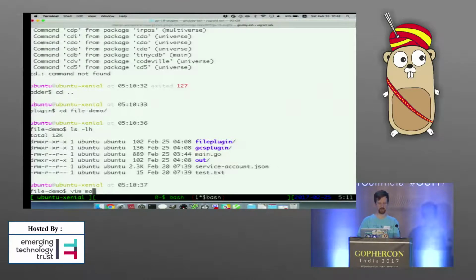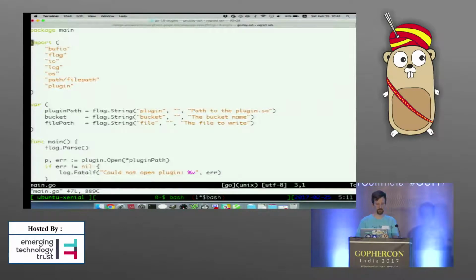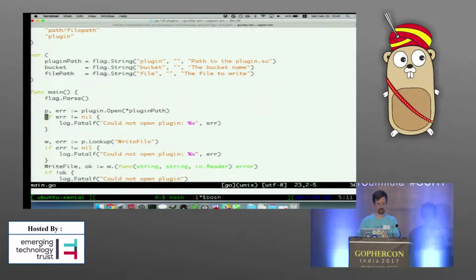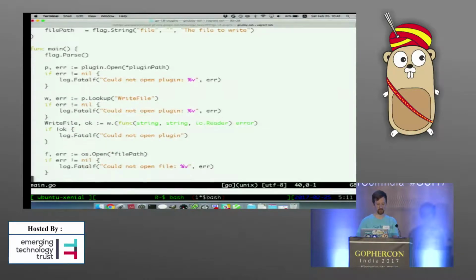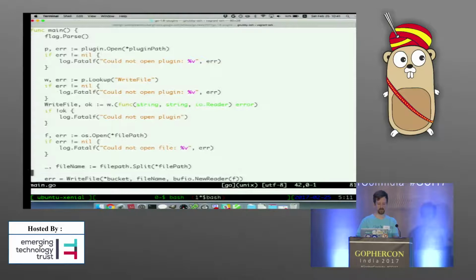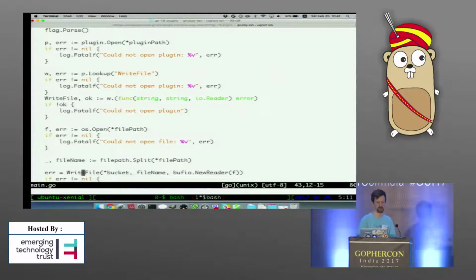So if we actually look at the main function and what it does, we take a plugin path and a bucket and a file path. So this is the file path to the file that we're going to write, and this bucket is our destination, and the plugin path is just a path to the SO that we're going to load. So the shared object file. So here we just call plugin open on the plugin path. We look up our write file function, and then we open the file and call write file using the bucket and the file name, passing a reader to the local file.